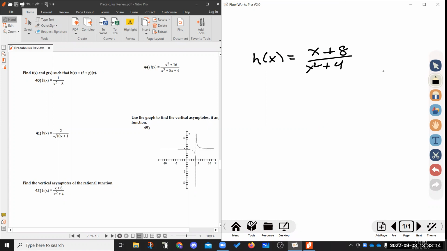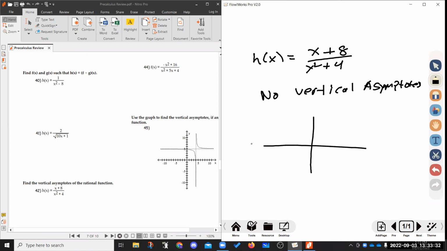Vertical asymptotes are going to come from where the denominator is 0, and it's not also a 0 at the numerator. We have no zeros in the denominator, so there are no vertical asymptotes. For this graph, it's going to have a horizontal asymptote at 0 here. It's going to have a y-intercept of 2. It's kind of going to look like a bell shape like that. It's going to get close to that horizontal asymptote, but it's never going to have a vertical asymptote.